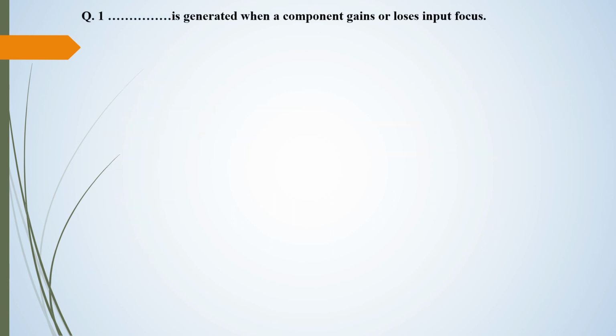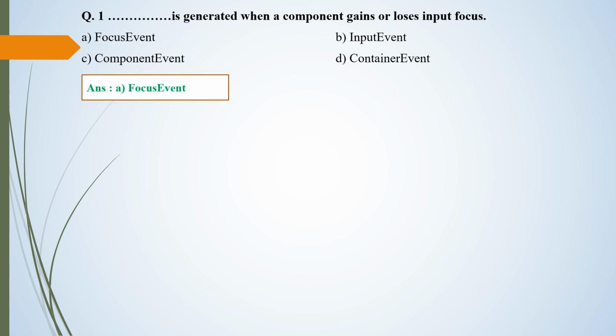Then next we have some MCQ questions. First question, dash dash is generated when a component gains or loses input focus. Options are focus event, second option input event, third option component event, and last option container event. The answer to this question is focus event. Focus event is generated when a component gains or loses input focus.